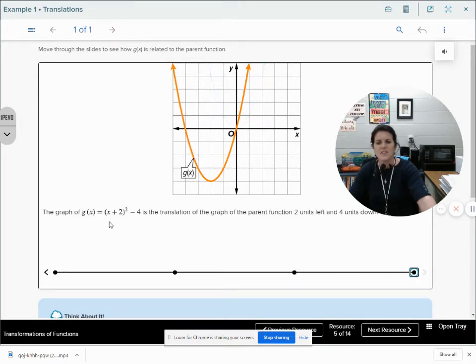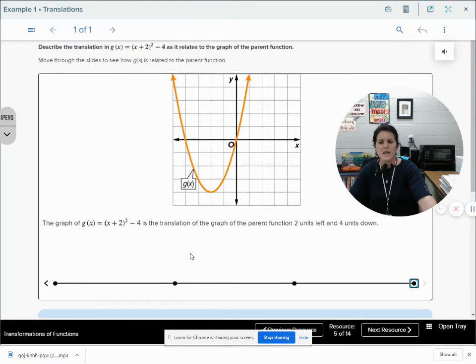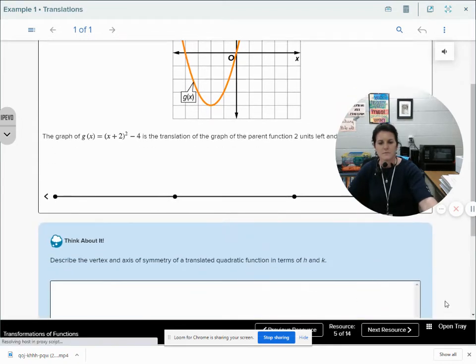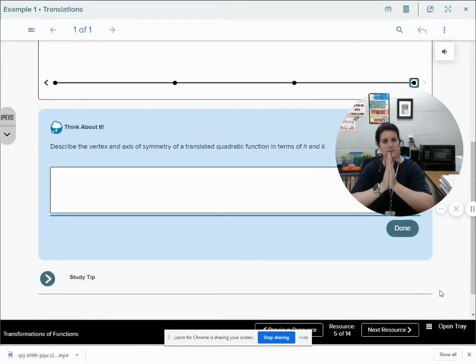So, once again, the graph of g of x equals (x plus 2) squared minus 4 is the translation of the graph of the parent function 2 units to the left and down 4 units. Down 4 units.